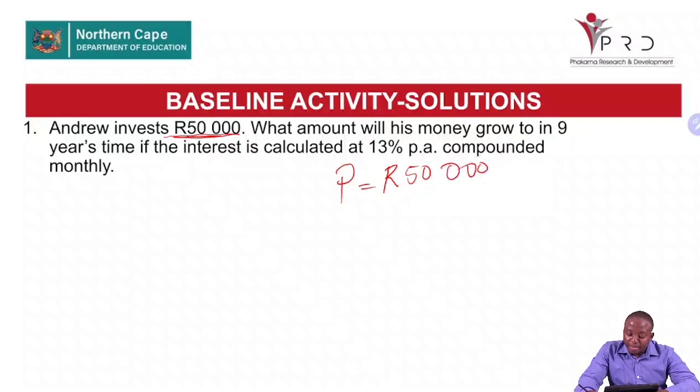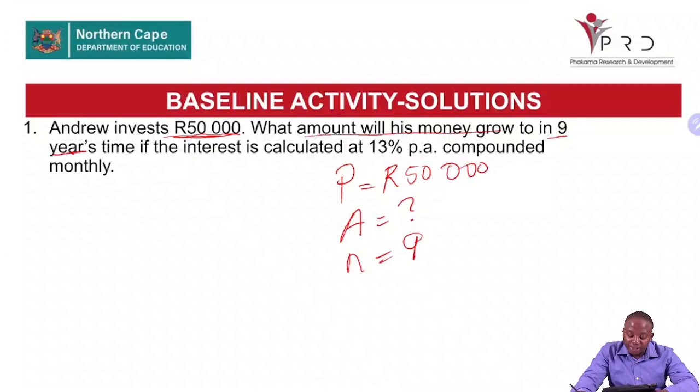What will his money grow to in 9 years' time? So we are looking for a future amount. We want to know, when I put the money of the amount of 50,000 in the present moment, how much will I have in future? So that means we are looking for what we call a future value, and we want to know by how much this money will grow in 9 years' time. So our period in this case, which is n, is equal to 9.